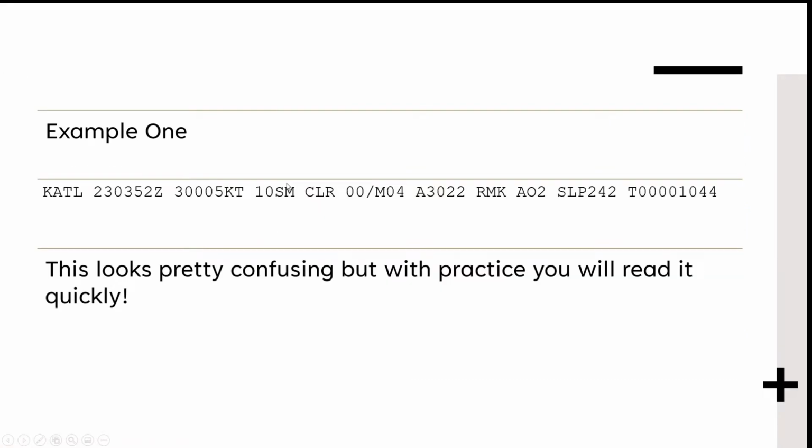So let's look at an example METAR. Now if you look at this, it looks just like a big string of computer code. This is exactly what they look like when they're issued by the airport. Looks confusing, but with practice you will be able to read it quickly. So we're just going to go through it step by step.